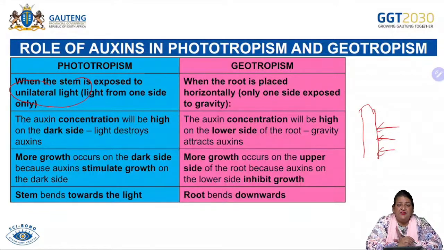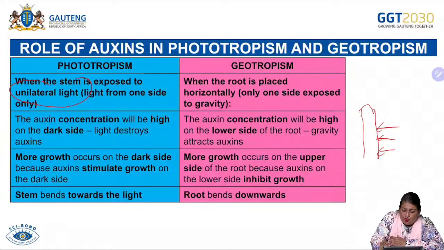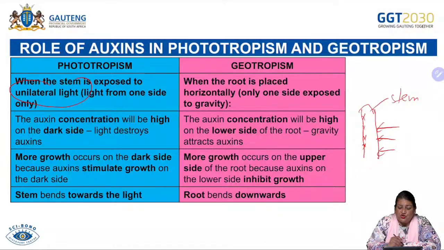auxins are very, very sensitive to light. Actually, light destroys auxins, so they're sensitive to light. So when light comes from one side, they actually move to the part where there is shade, on the darker side. That's how auxins behave. They are light sensitive. When light comes from one side, they will move to the opposite side where it's shade or dark. And then on that side of the stem, there's a high concentration of auxins on the shaded side of the stem.